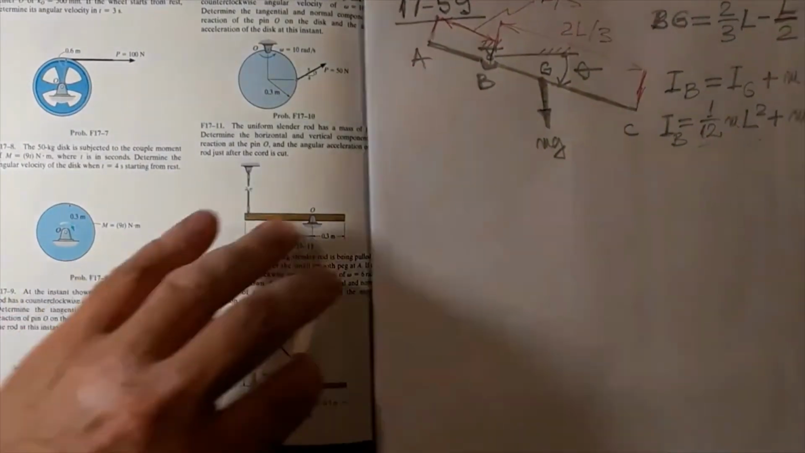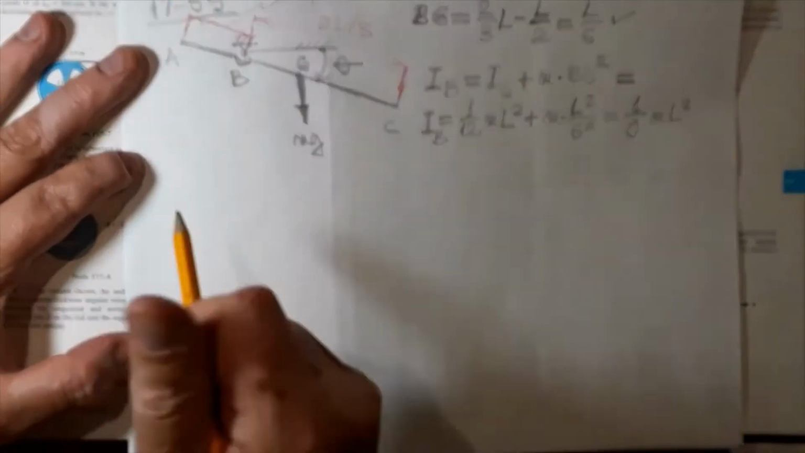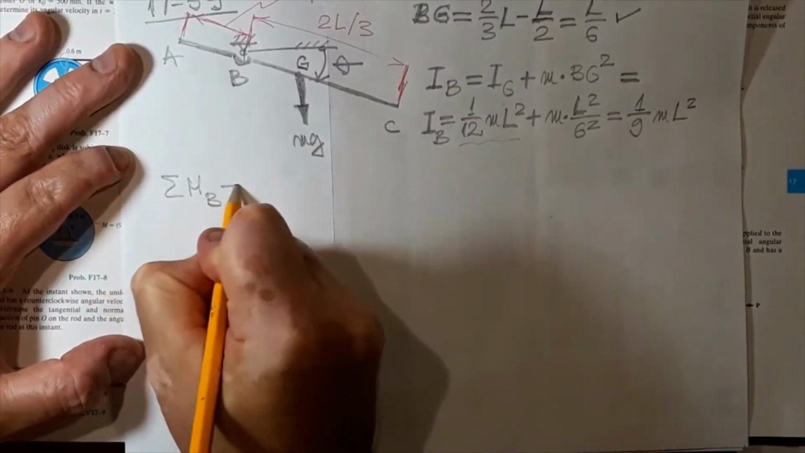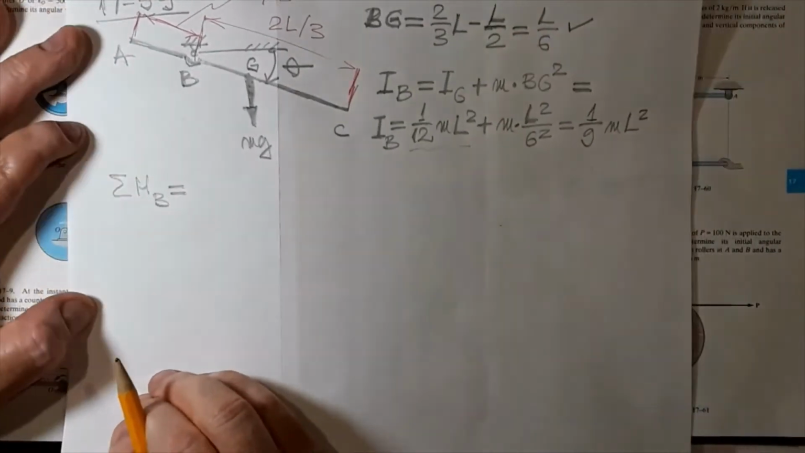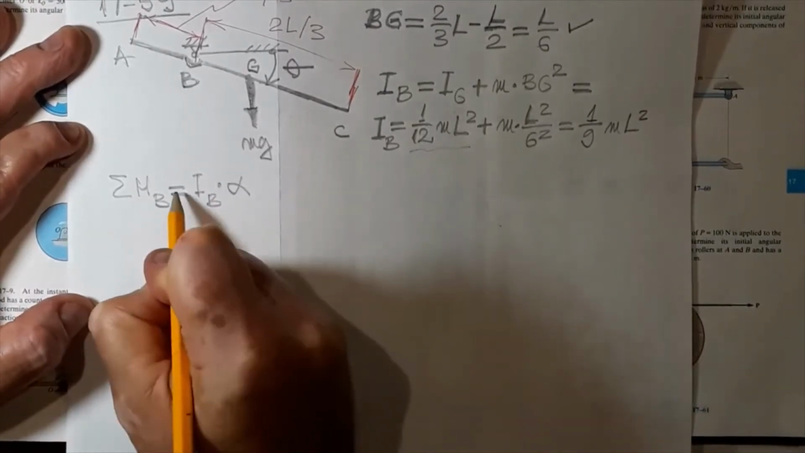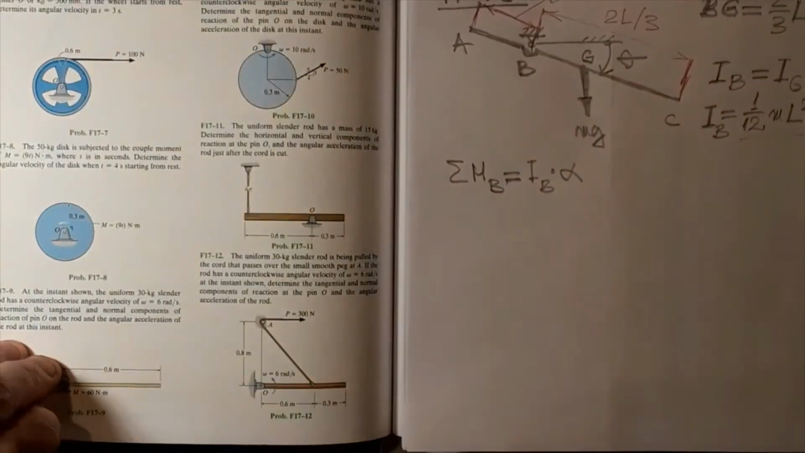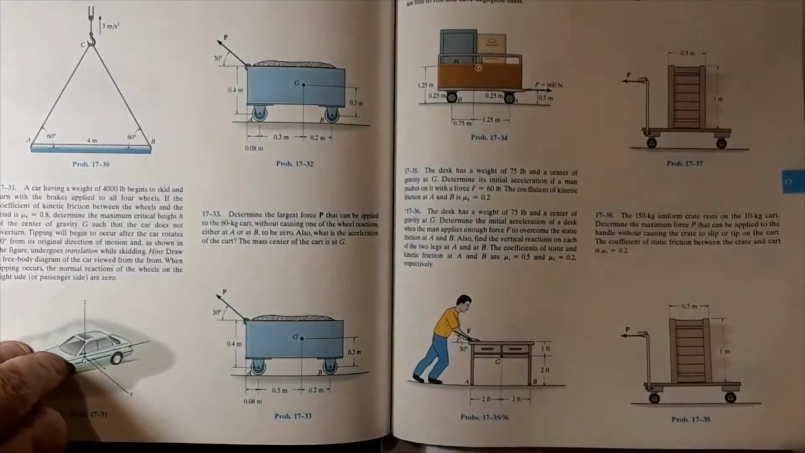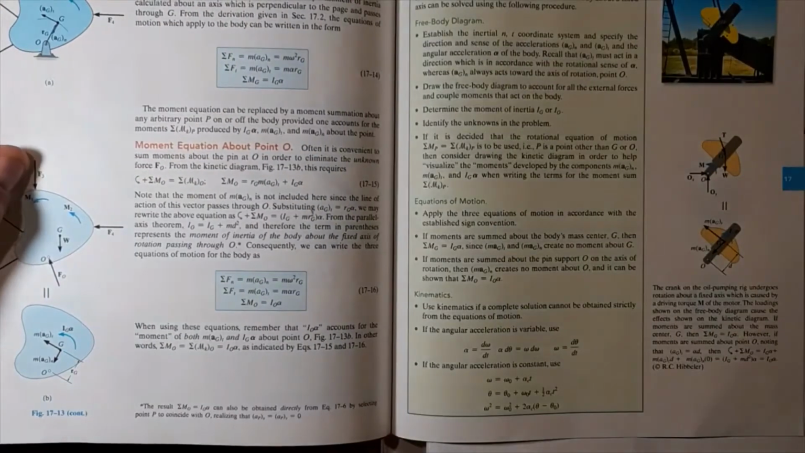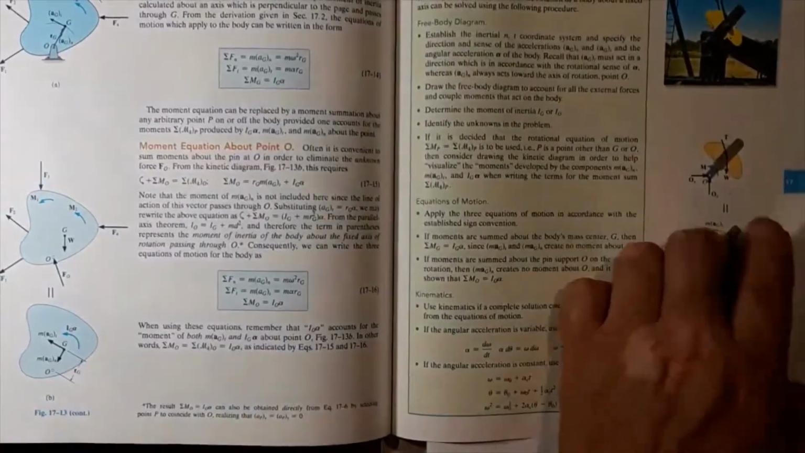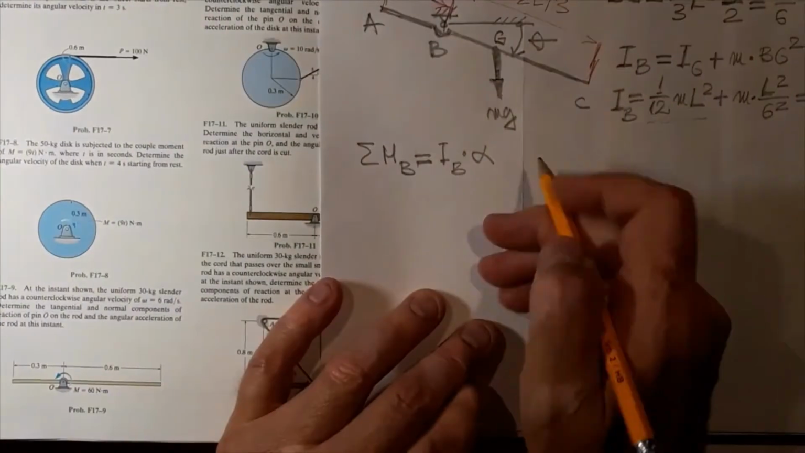I said that the equation of motion will now be about the fixed point B, the pin. So the sum of moments about point B equals the mass moment of inertia about B times alpha. And let's not forget, when stating the equations for moments, what do we have? Let me just write it.